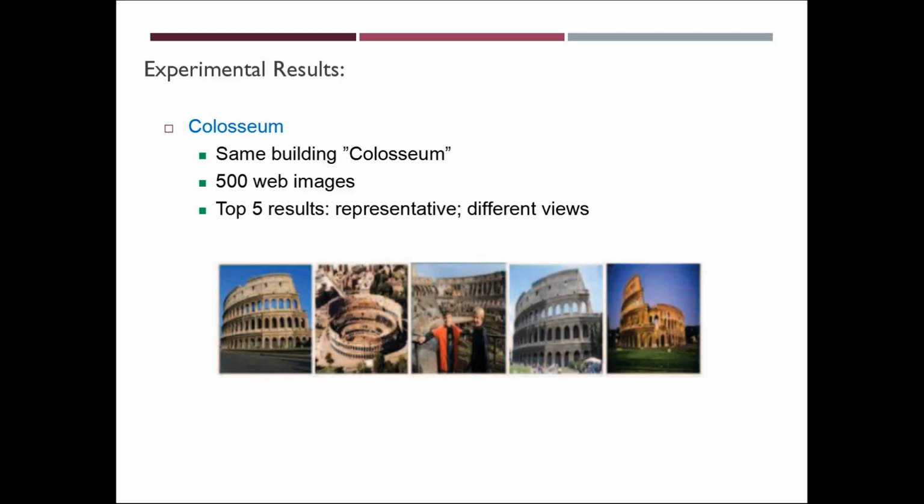We perform experiments on the dataset called Colosseum. This dataset contains the same building, the Colosseum, and it has 500 web images. This is the top 5 results. We can see that those 5 results are very representative, and also they contain different views.